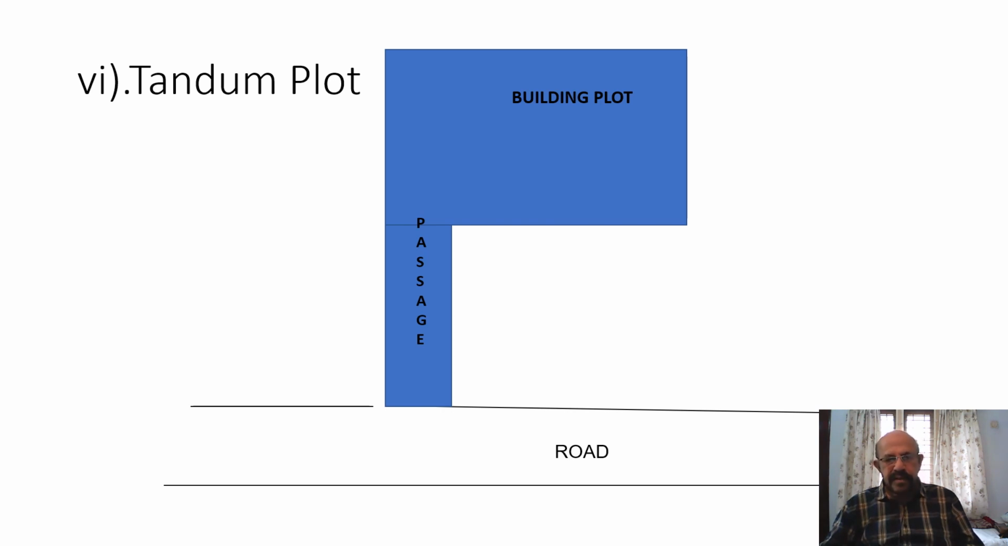In this case, this bigger plot inside is far from the road, and the only access is the passage given here. So this is called a tandem plot. There is no value for the building plot without this passage, and there is no value for the passage if the building plot is not there. That is why it is called a tandem plot. In this case, the value of the passage will be less than the market value because it is giving only the access for a bigger property.